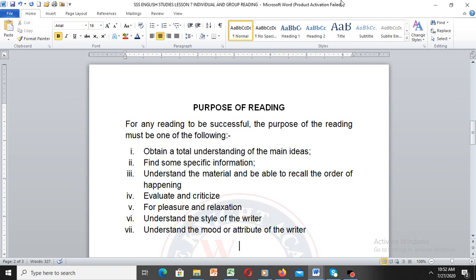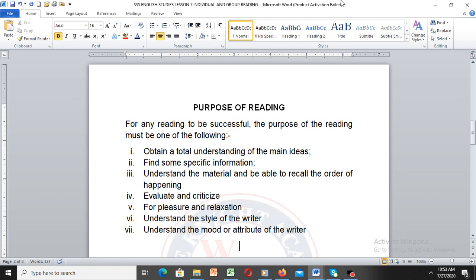Is that okay? Number three, understand the material and be able to recall the order of happening. So when you are reading, you need to understand the material that you are reading. You need to know what is happening in that book that is in your hands that you are reading. That is the purpose of reading. Is that okay? You understand the material.